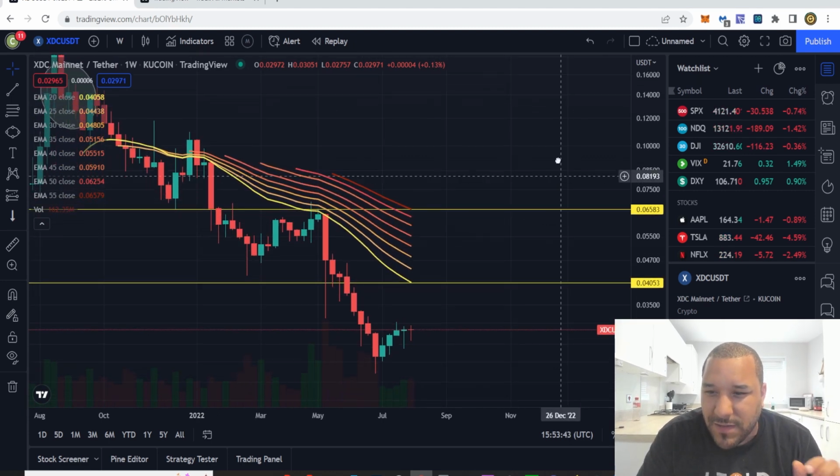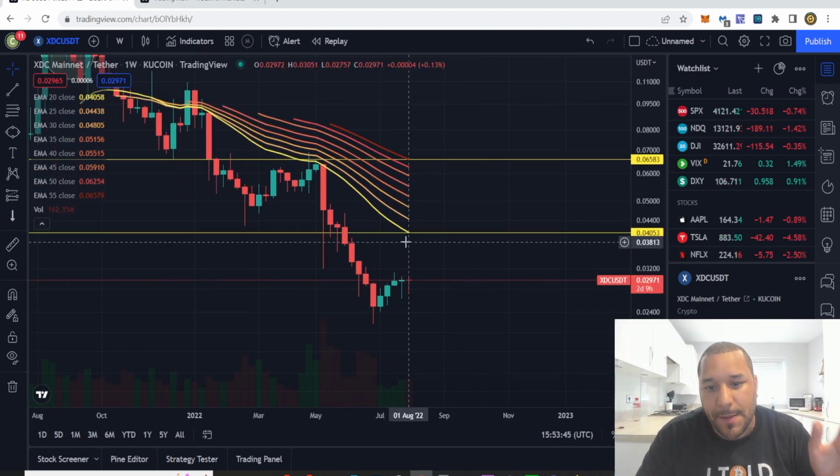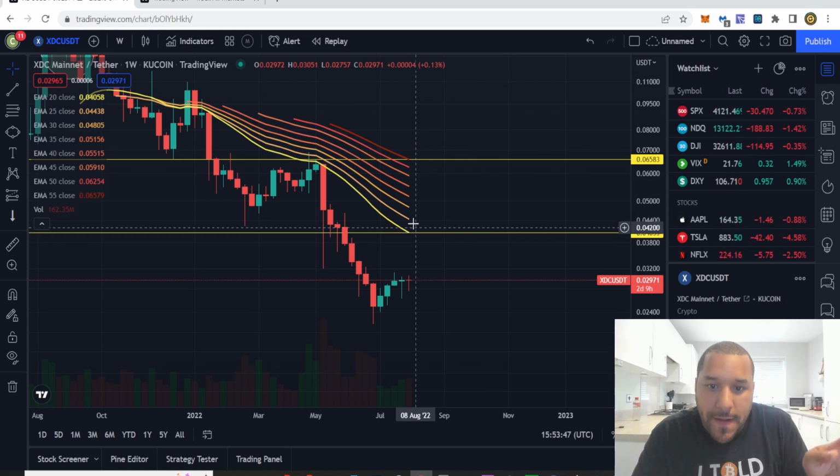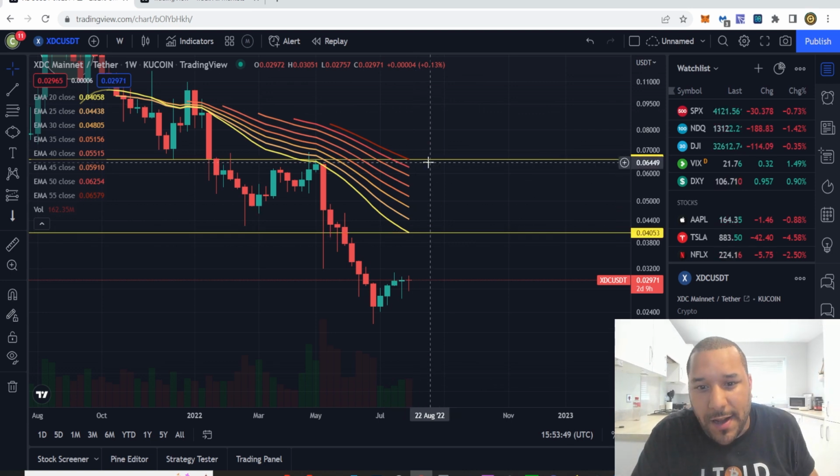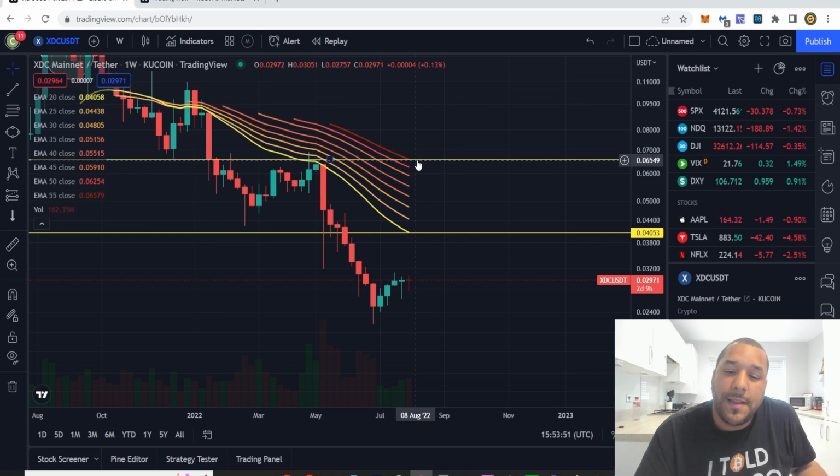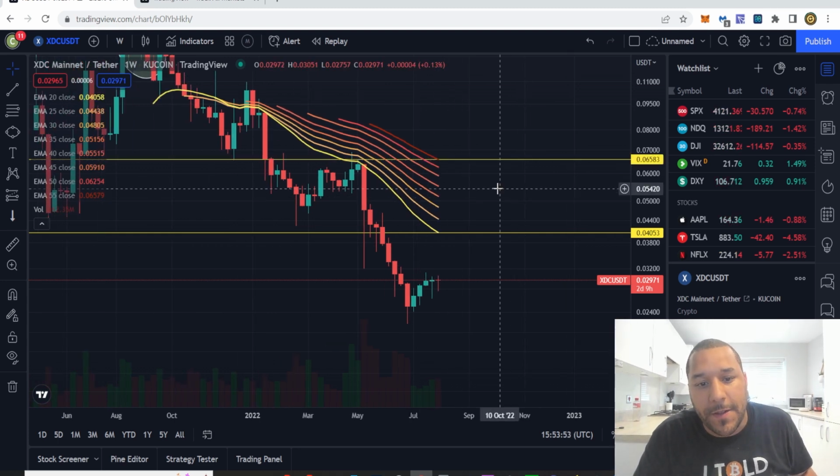We're talking 6.5 cents, right? So if it comes up, breaks the 4 cents, 0.42, expect it to come right up to 6.5 cents, and that's going to be another point where you could potentially take some profits if you like.